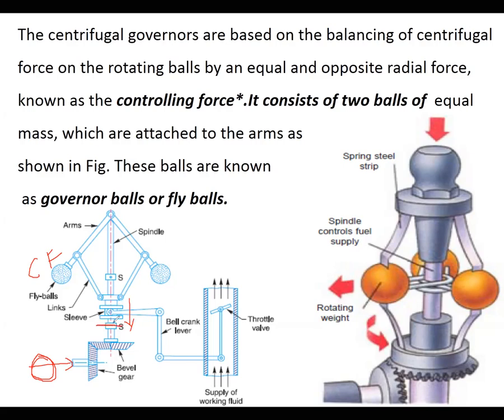So whenever the sleeve is moving downward, at that time a large amount of load is there on the vehicle. At that time the sleeve will move downward through the bell crank lever. This throttle valve will be in this position, an open position. So whenever it is in the open position, the fuel supply through this throttle valve will be more.